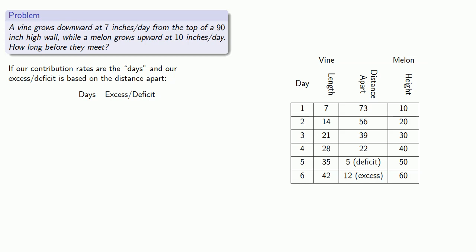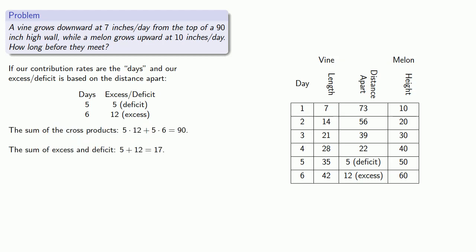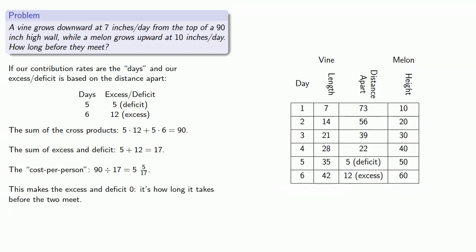And so we can set up our table. After 5 days, we have a deficit of 5, and after 6 days, we have an excess of 12. We have the sum of the cross products, we have the sum of the excess and deficit, and the cost per person. This ratio between the sum of the cross products and the sum of the excess and deficit is going to be 90 divided by 17, that's 5 5/17. And the thing to remember here is that this is what's going to make the excess and deficit zero. So in the context of this problem, it's how long it takes before the two plants meet.